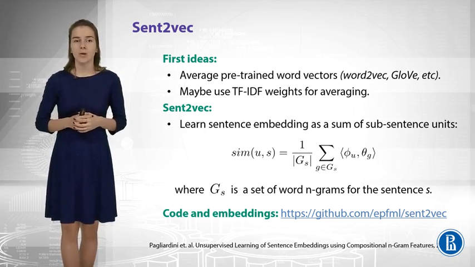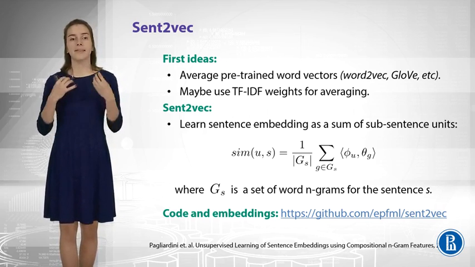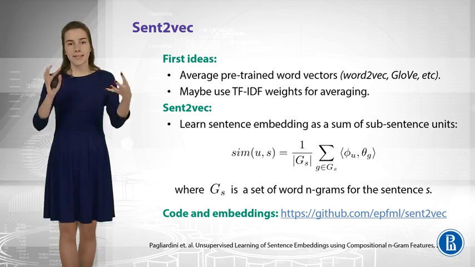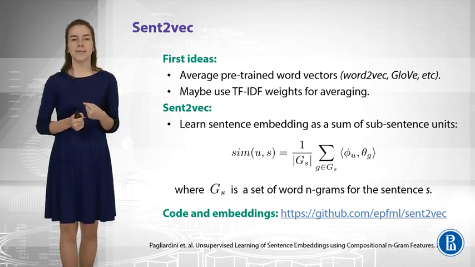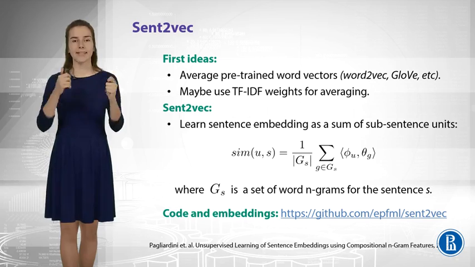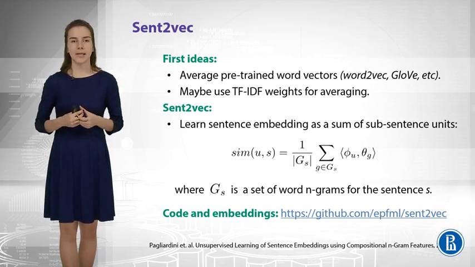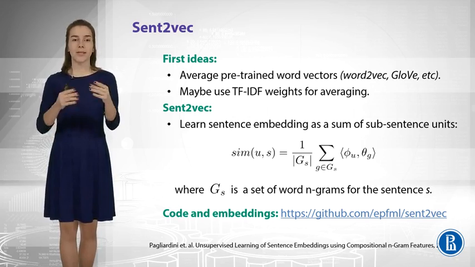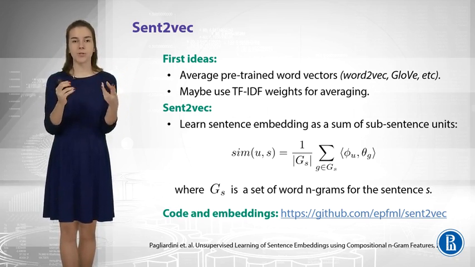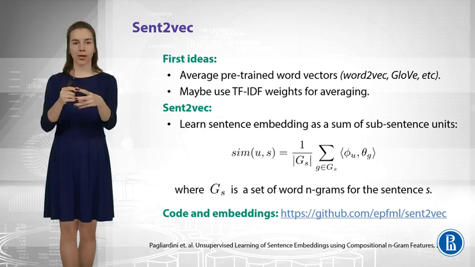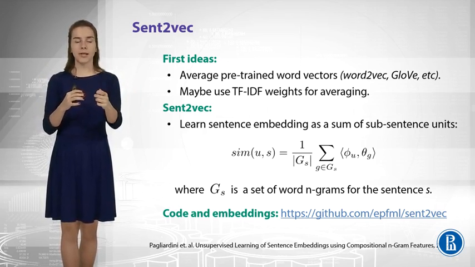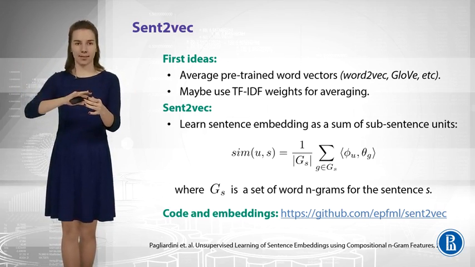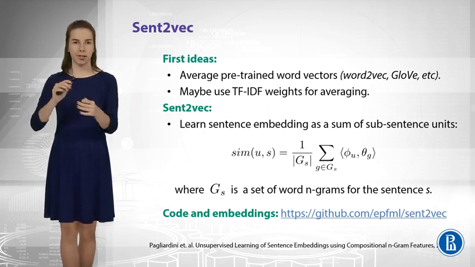So another idea would be somehow to represent the sentences as a sum of sub-sentence units. Let's have a closer look. First, we are going to represent the similarity between a word and a sentence. And our training data will be those words that occur in some sentences. So it will be a positive pair, a word that occurred in a sentence. The negative example will be some word that occurs in some other sentence. So we assume that they are not similar.